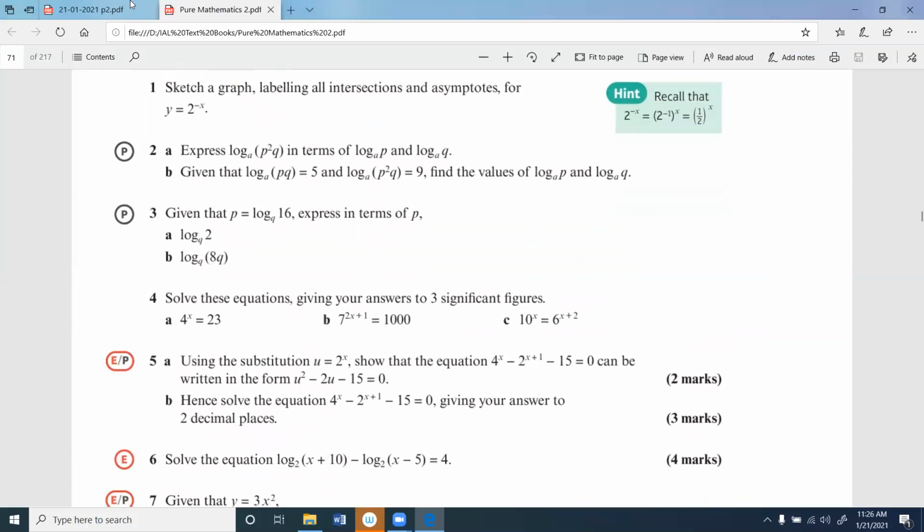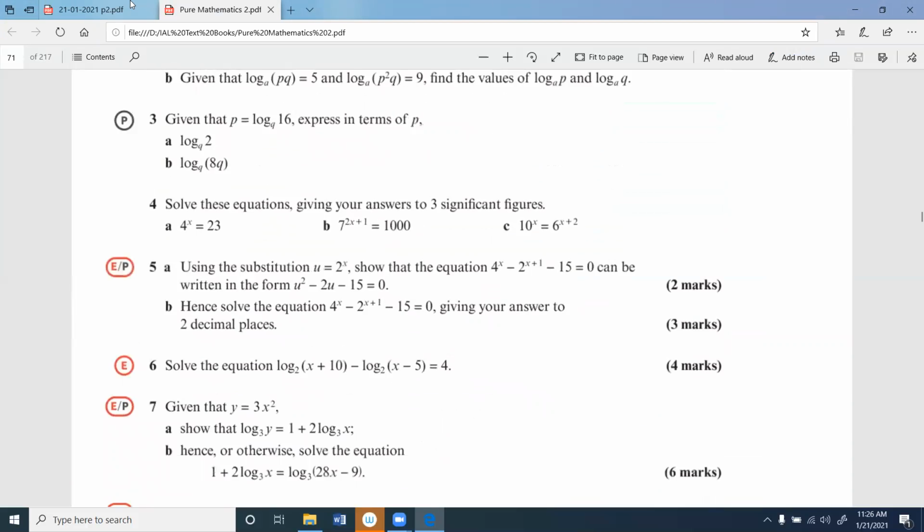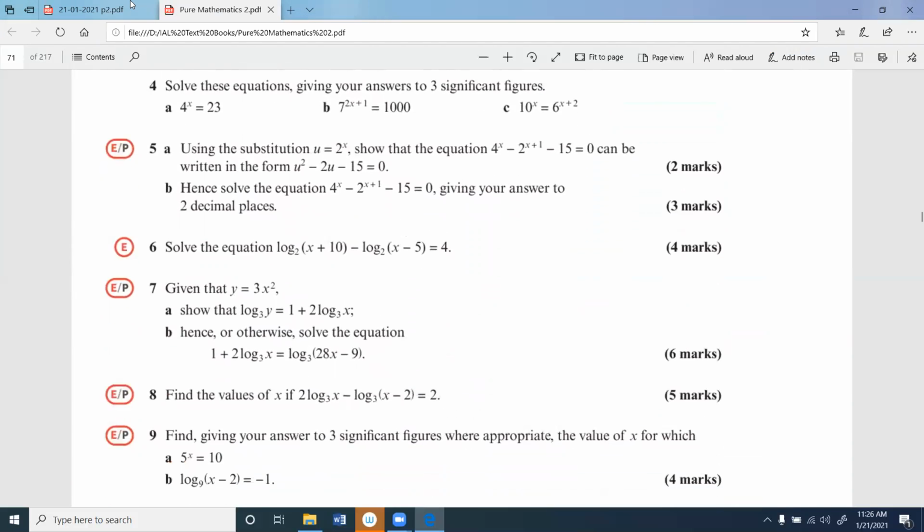So these are the facts to be learned. We will go ahead with another question. Over here, they ask you, using the substitution u equals 2 to the power x, show that the equation 4 to the power x plus 2 to the power x plus 1 minus 15 can be written in the given form, hence solve the equation.